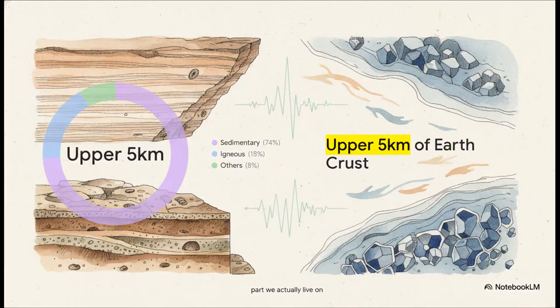But here's where it gets really fascinating. If we zoom in and just consider the upper 5 kilometers of the Earth's crust, the part we actually live on and interact with, that composition brilliantly shifts. Suddenly, sedimentary rocks totally dominate at 74%. Igneous rocks drop all the way down to just 18%, with other rocks rounding out the final 8%. It's an absolutely crucial framing for understanding the surface of our planet.